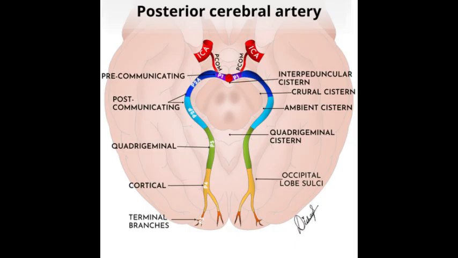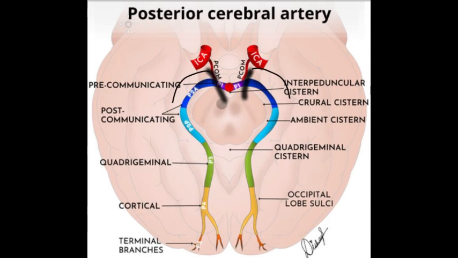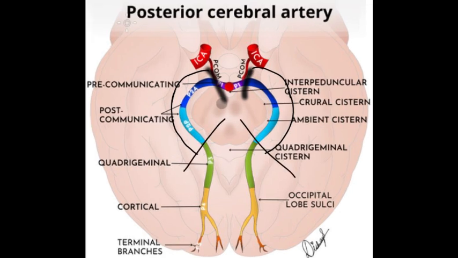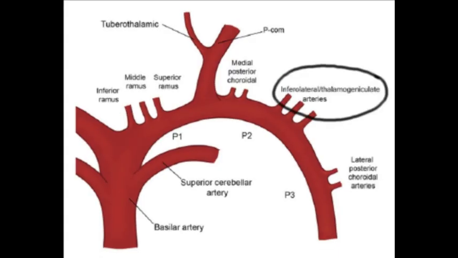Now we have the P2 segment. The P2 segment occurs after the posterior communicating artery, so we call it the post-communicating segment. This runs from the posterior communicating artery all the way around the midbrain through the cistern. The branches here are quite busy and they include things like the thalamogeniculate arteries, which supply the lateral thalamus and the geniculate bodies, and basically that's where your visual and your auditory relay system falls.